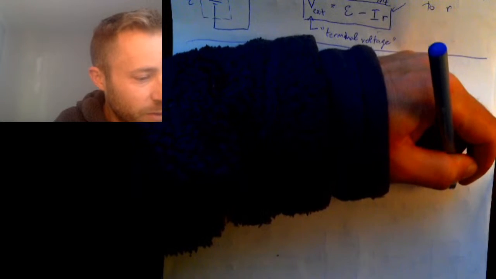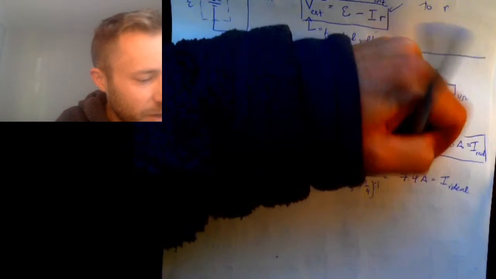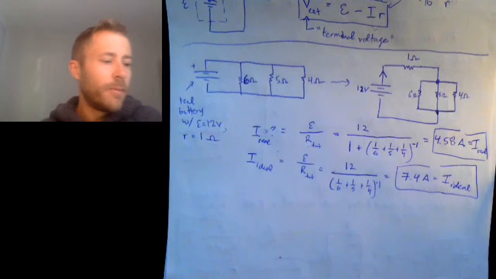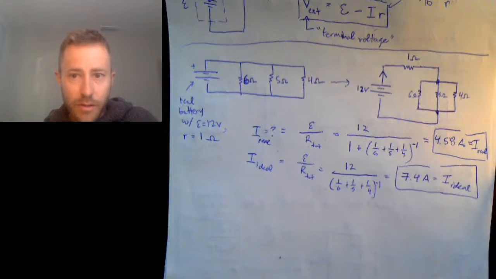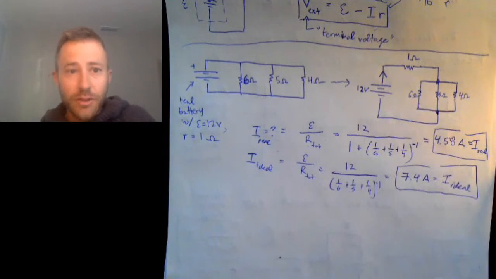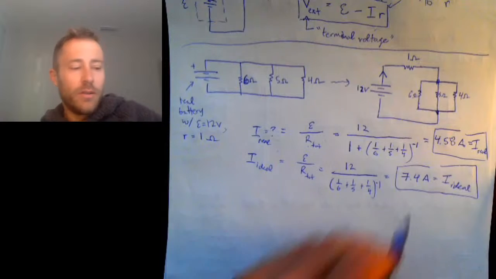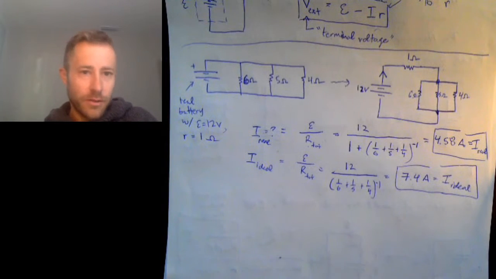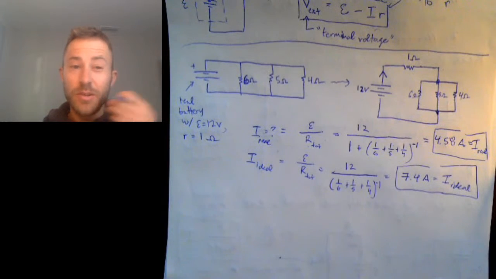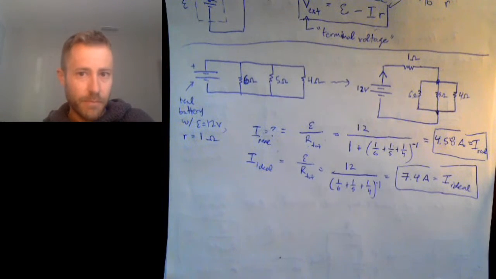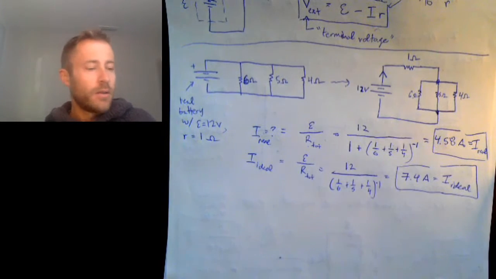So you can see that in this case, there is a significant difference between what the battery is actually going to give you and what you might calculate if you neglected the internal resistance of the battery. This would be a situation where we would not want to neglect the internal resistance, because things are going to be very different from what we expect. 3 amps difference.